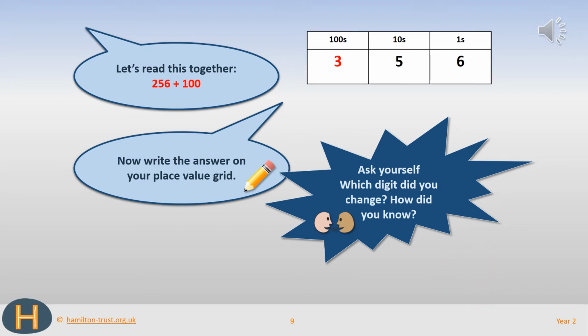So the answer to 256 add 100 equals 356. It was the hundreds column that was changing. So 200, when I add 100, became 300. The tens and the ones stayed exactly the same.